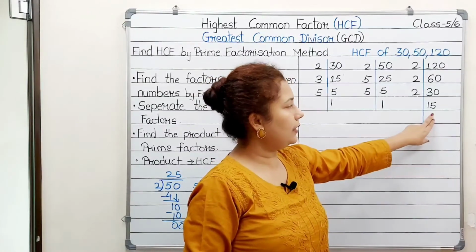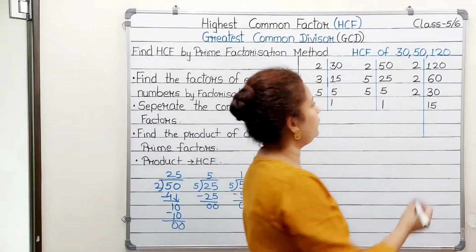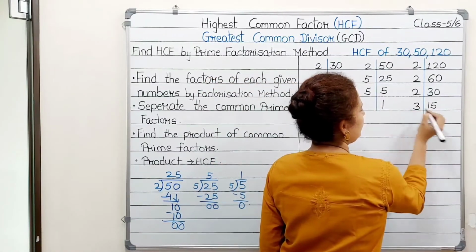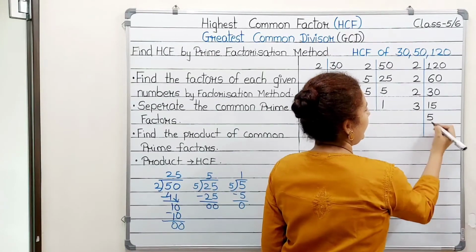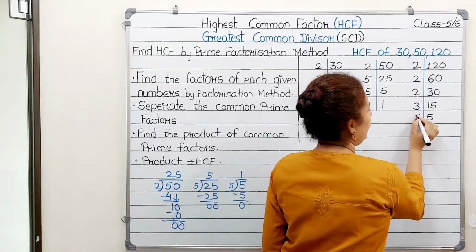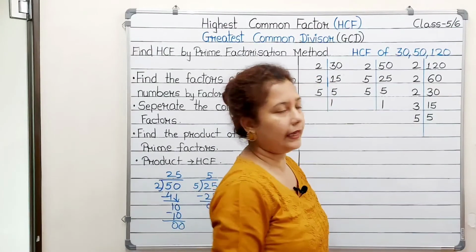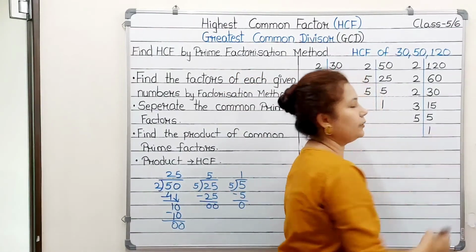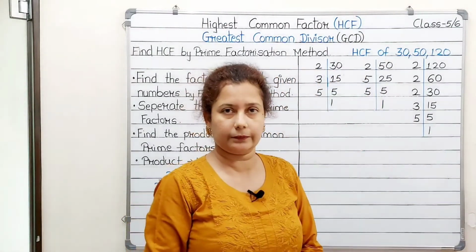Now 15 is not divisible by 2. So we will move to the next prime number, that is 3. 3 into 5 is 15. We will divide 5 by 5 and we will get 1 as the quotient. So we will stop the process here.